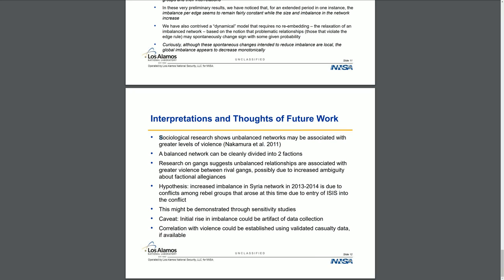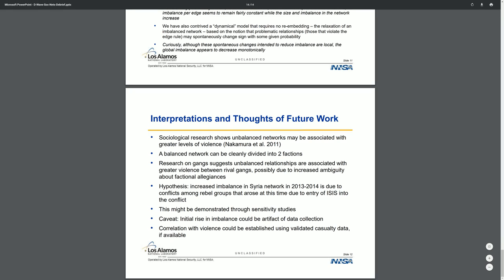Sociological research shows unbalanced networks may be associated with greater levels of violence. See, here it comes again. I showed you that before, and it was written there.